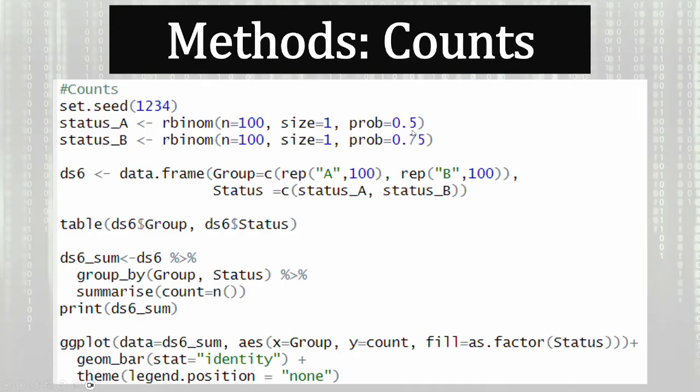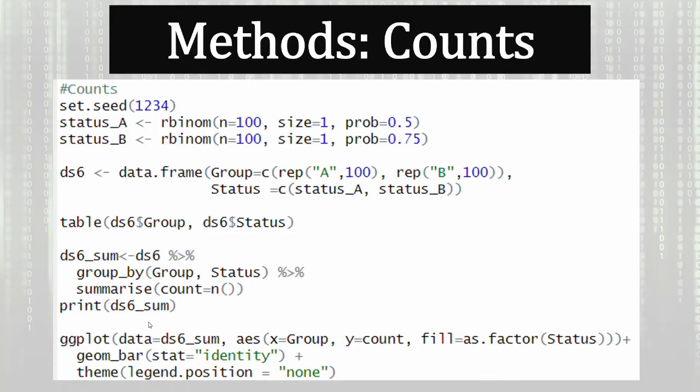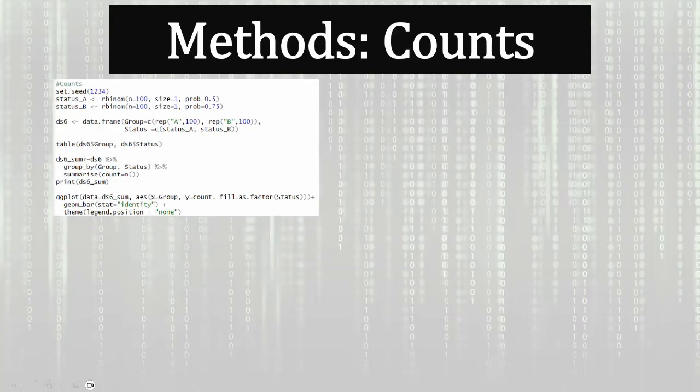So a probability of 0.5 means 0s and 1s are equally likely. A probability of 0.75 increases the probability of a 1 being found to about three-quarters. We can create a data frame, so again group and status. And we can create tables, sum it, and even do a stacked bar plot.